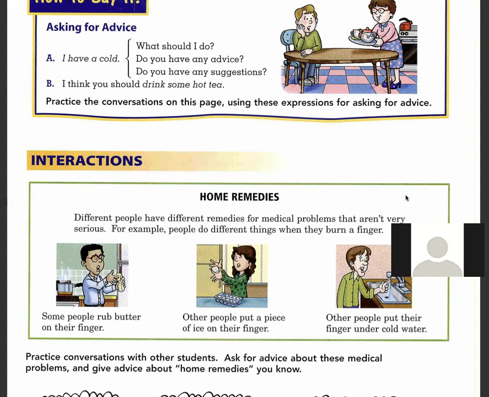I think that you continue on with every example. Okay. So the next one, if you say, I burn a finger, again, you could say, I think you should put a piece of ice on your finger. And the last one, I burn my finger. I think you should put your finger under cold water.